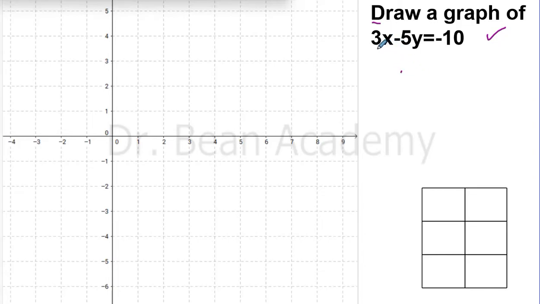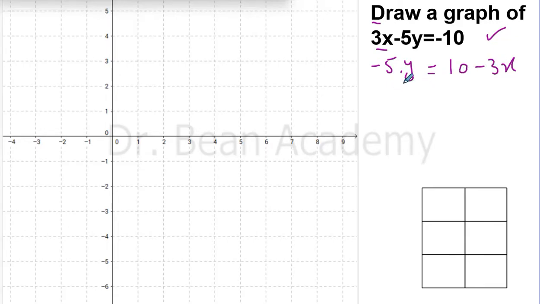So I will bring this 3x side to the other side. So it will become negative 5y equals 10 minus 3x. So I have subtracted 3x on both sides. So this will cancel out with the negative 3x, and then negative 3x will appear on the other side.